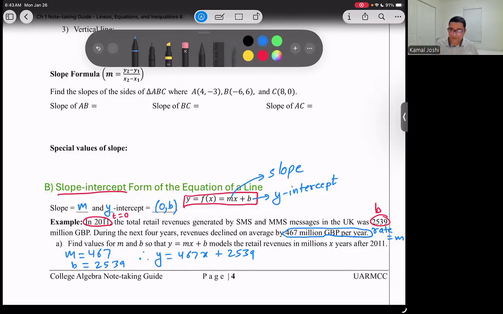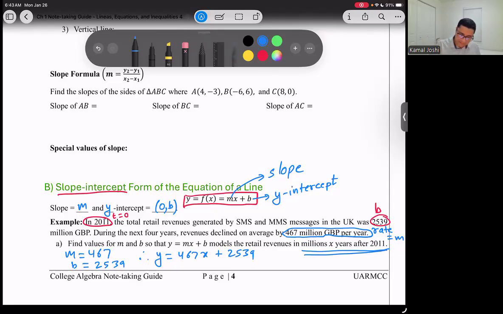Also read here, the x represents the number of years after 2011. So 2011 is when x equals 0. And from then in 2012, it is x equal to 1 and so on.